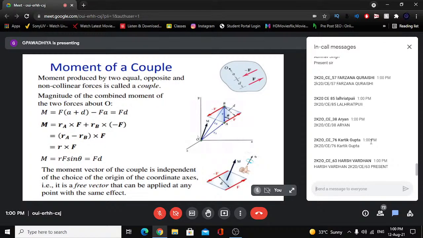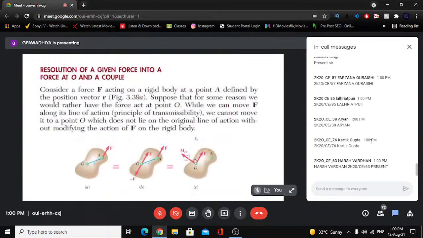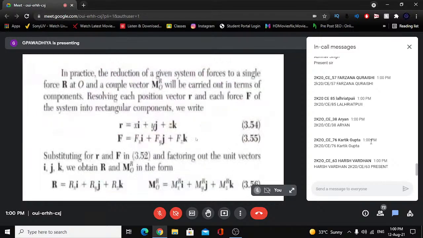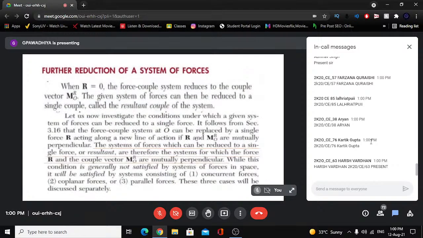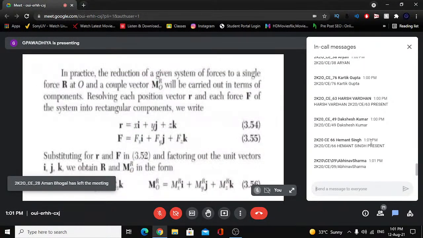Now time is over. Let's stop here. We'll discuss the moment of a couple, and then a lot of examples on couples, and then equivalent couples, and then reduction of forces into a resultant and moment. These are the things we have to study in this topic, in this chapter. So let's stop here.